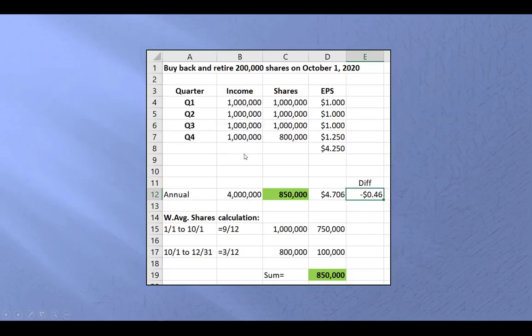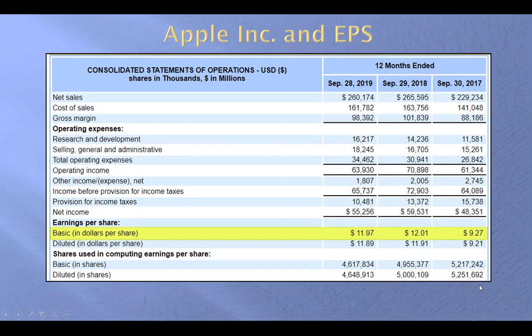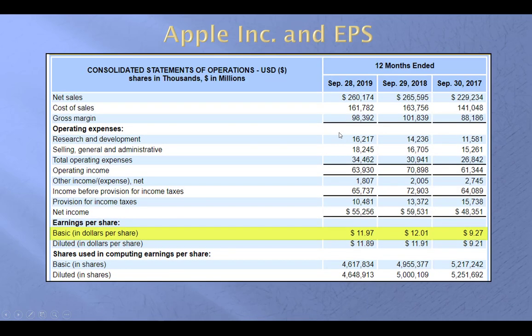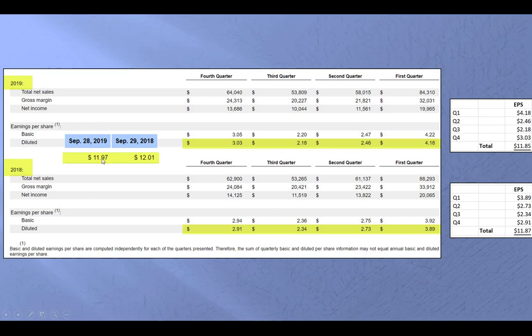Let's have a look again. The annual number is more. And what Apple has been doing is the number of shares outstanding has been going down. 5.2 billion, 5 billion, 4.6 billion. So it almost seems that when the number of shares outstanding goes down, the annual earnings per share is more than the sum of the quarterlies. And here we have it. The annual earnings is more than the sum of the quarterlies.